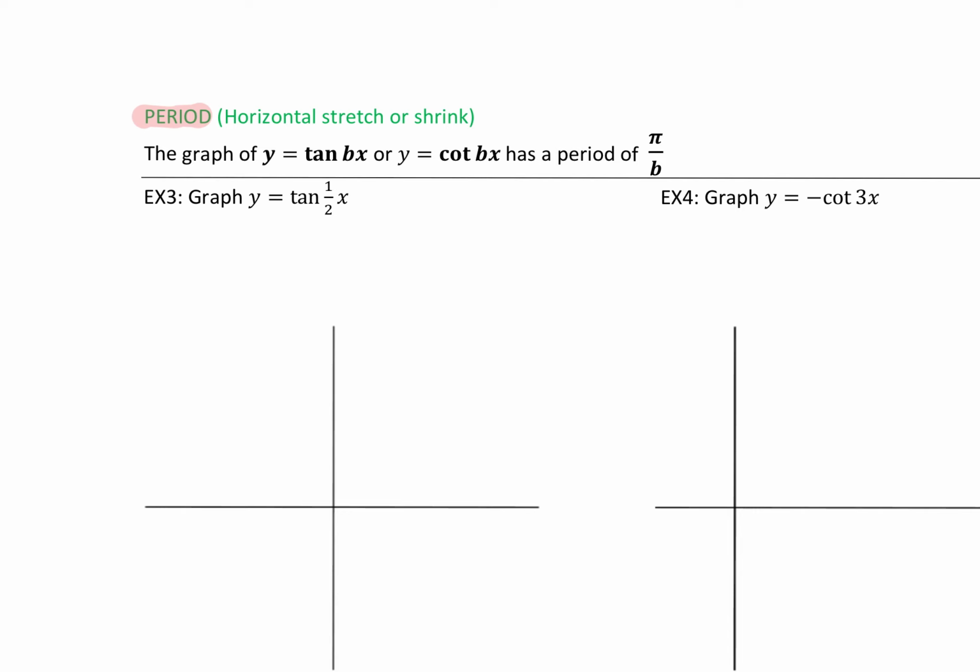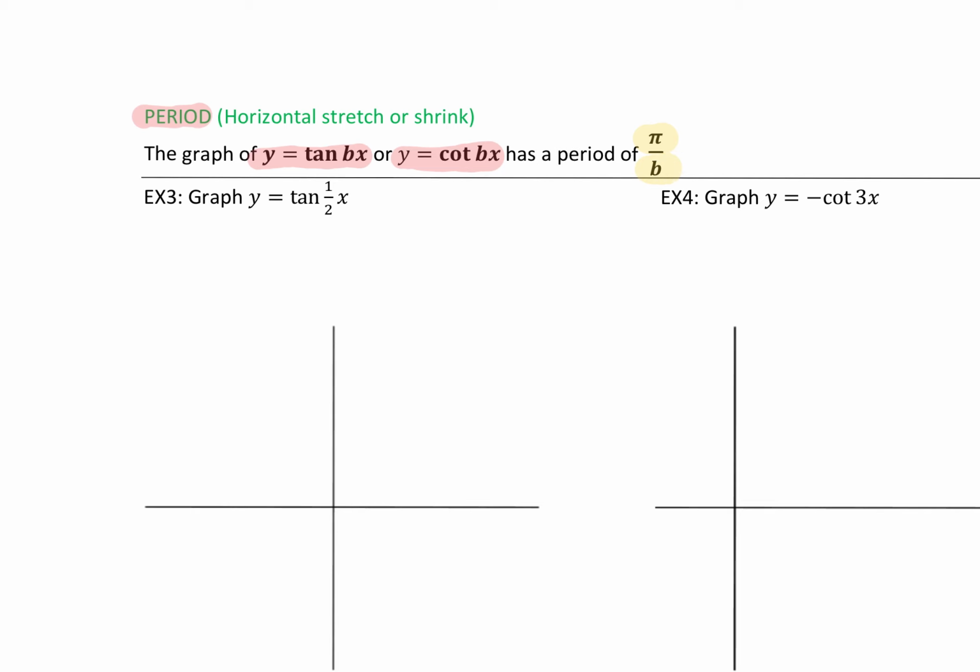So remember, when we change the period, what we're doing is we're looking at the number that is multiplied by the x value. So if it's y equal to tangent of b times x, that b value is what's going to change our period. And cotangent of bx, that b value is going to change the period. So no matter what function you're looking at, to figure out the period, you would take the normal period for that particular function, tangent, cotangent, its normal period is pi, and divide it by whatever the b value is.